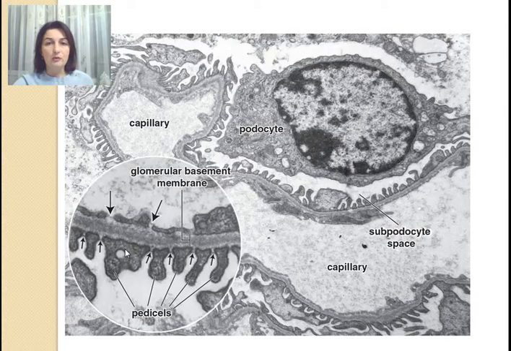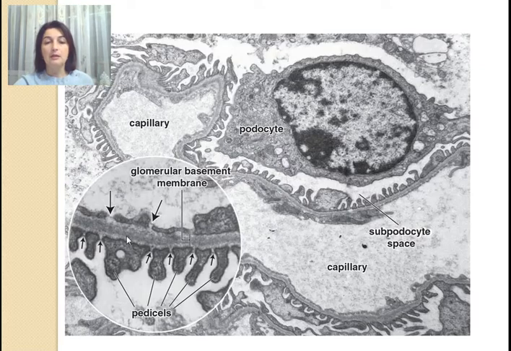That is the electron micrograph representation of the filtration slits, the filtration barrier, that includes again the pedicels between the filtration slits, then the endothelial cells lining the blood capillary, and between them the common basement membrane. The basement membrane here has a thickness of approximately 300 nanometers. It includes three layers, two electron-lucent layers, which are called lamina rara, and between them, in the center, is located the lamina densa.